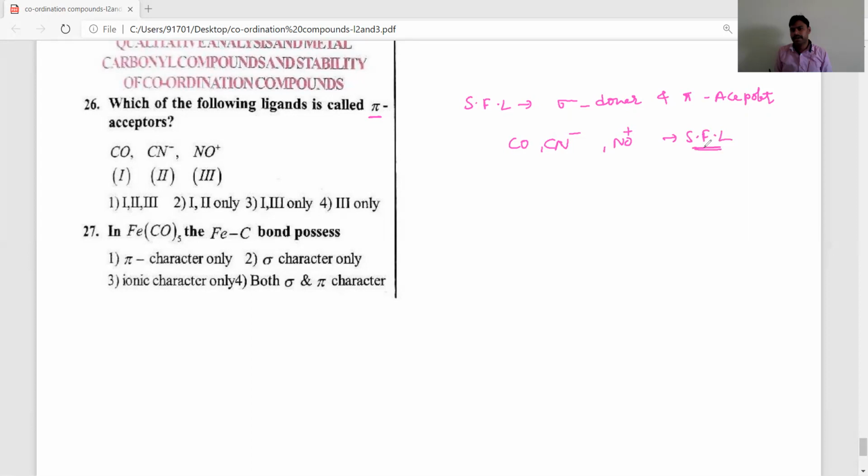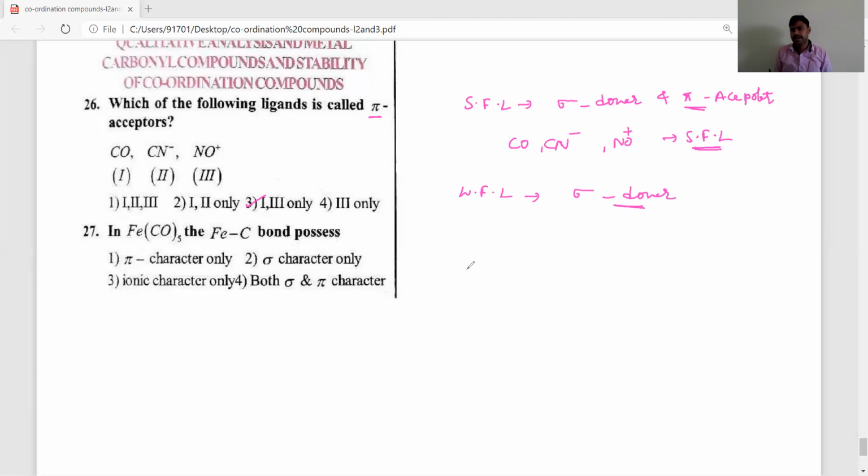Why do they act as pi acceptor ligands? Because they are involved in the back bonding effect. It is very clear in metal carbonyls. CO is a strong field ligand, so the carbonyl group can form a sigma bond as well as a pi bond with the central metal ion. That's why strong field ligands act as sigma donors and pi acceptors. So the answer is 1, 2, 3. What about weak field ligands, dear students? Weak field ligands are only sigma donors, not pi acceptors. We have to remember this.